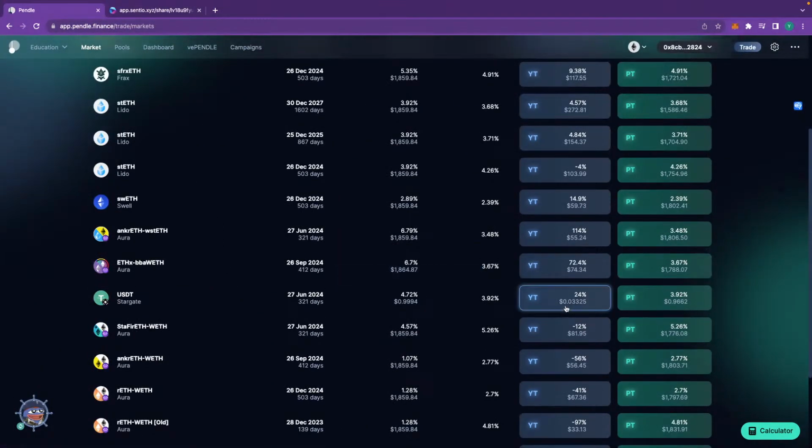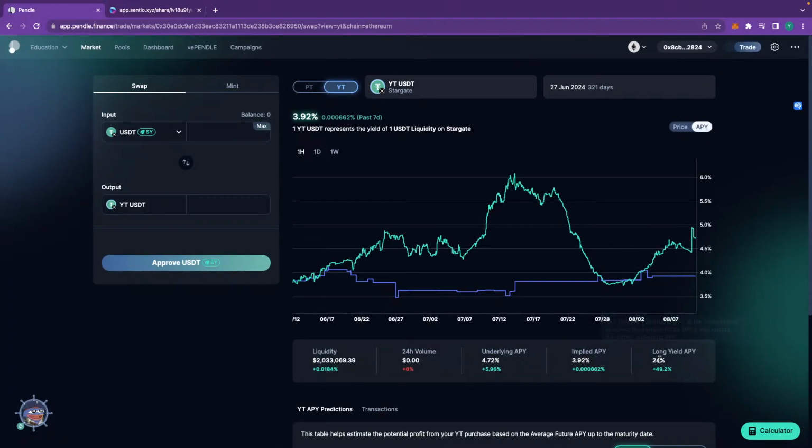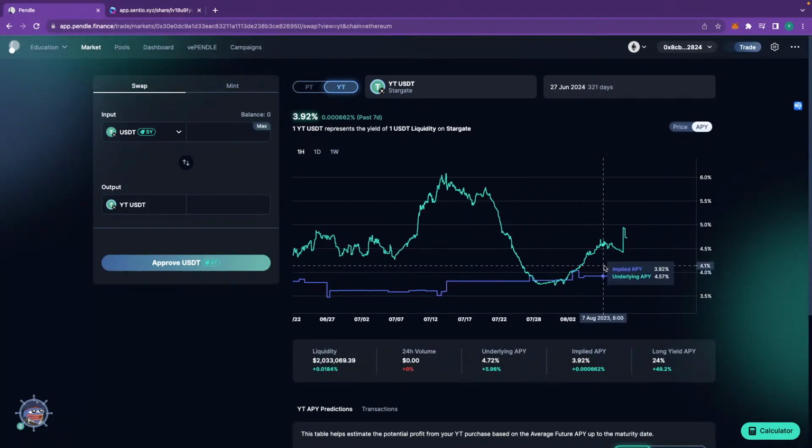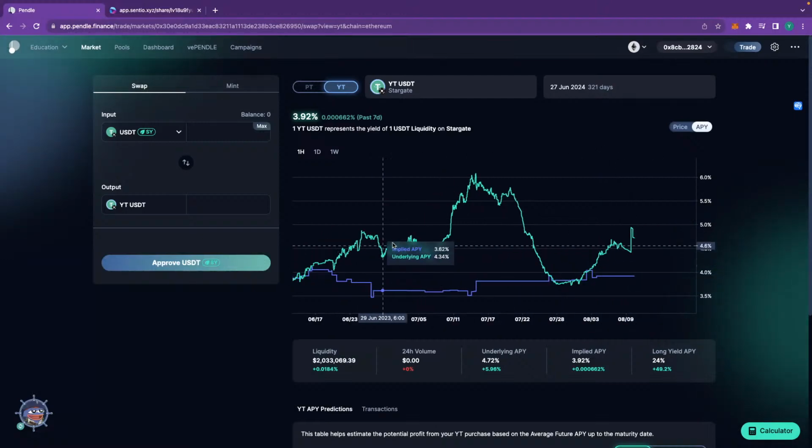For this particular one, it's straight away a relatively good case for longing YT. If you look at the underlying APY for this pool, it has been mostly above 4%, and it's trending up as well. The implied APY is only about 2.9%, and you can see from the long APY that it's 24%. So let's demonstrate how you can use the calculator.